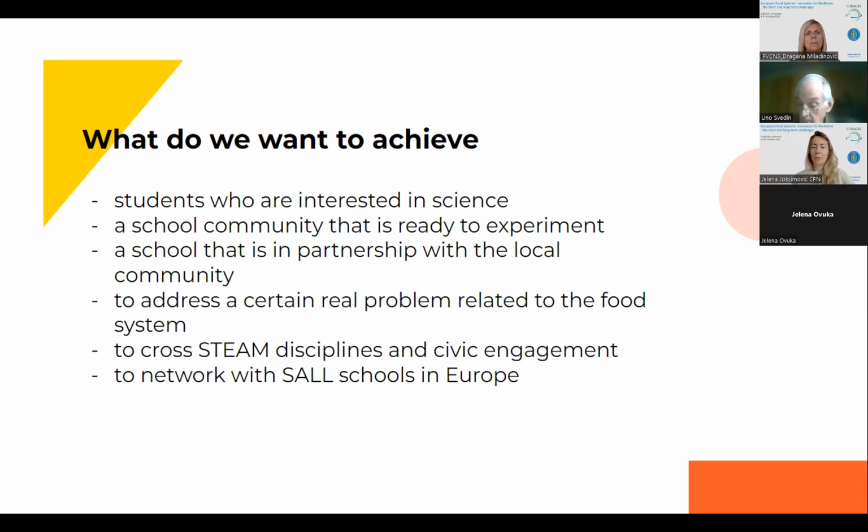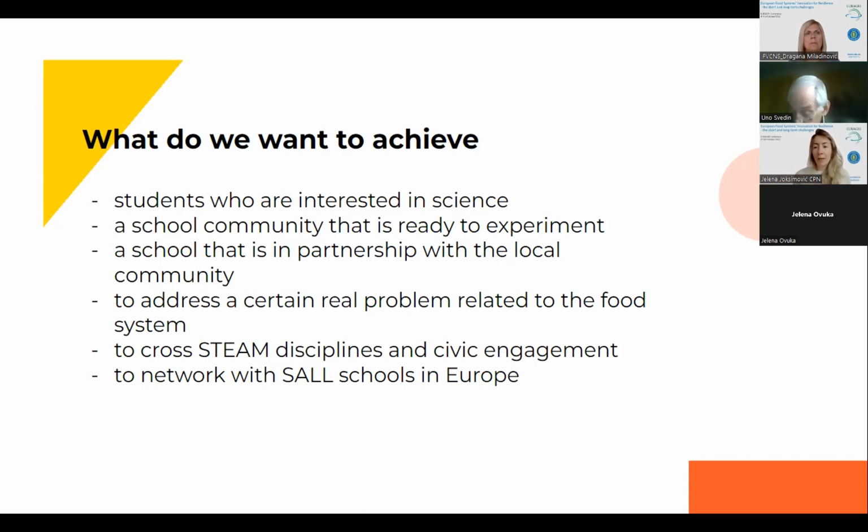Then, of course, to address a certain real problem related to the food system and to cross STEAM, like science, technology, engineering, arts, and mathematics, these disciplines, with civic engagement, with really being citizens, as young as we are or as old as we are, in the community, to become citizens who are active and who are changing something, who have some agency. And of course to network with all SAL schools in Europe.